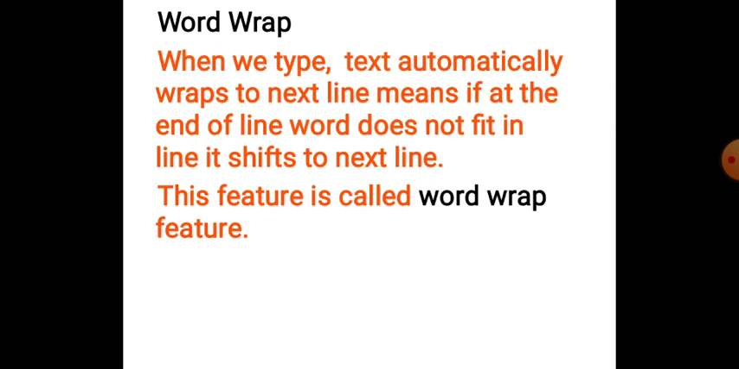Now see, when we are typing and the text is not coming in the same line, it automatically comes to the next line. That feature is known as the word wrap feature. When you are typing or inserting and your text reaches the end of the line, it is not coming in the same line, so it automatically comes to the next line on the left side, and this feature is known as the word wrap feature.